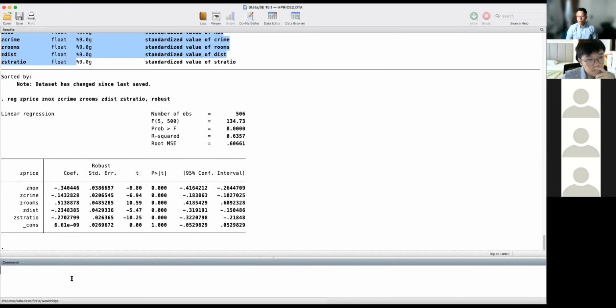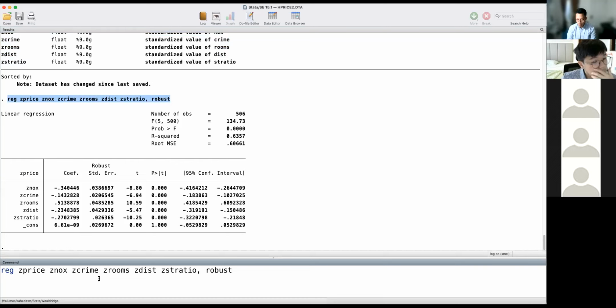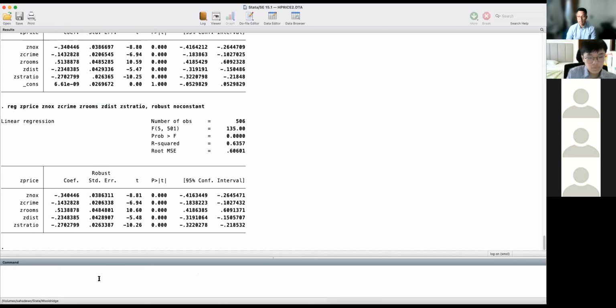Oh, my bad, I left out one particular command, so I'm going to redo it here. Recall that I have to drop the constant. Remember in the slide, we don't have a constant in the regression on the standardized variables. But having the constant is not going to affect your estimated coefficient if you accidentally still include it.